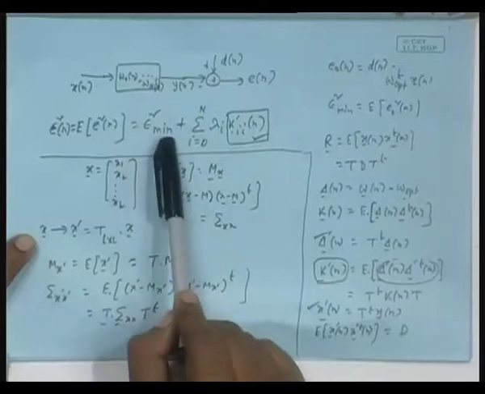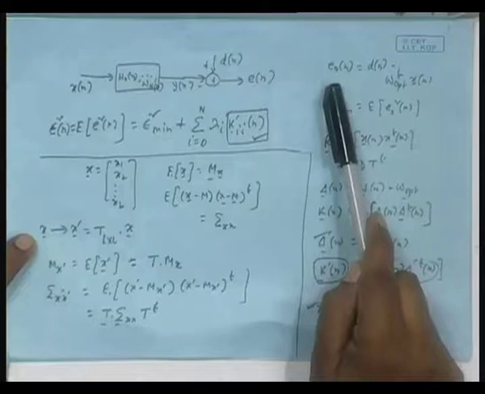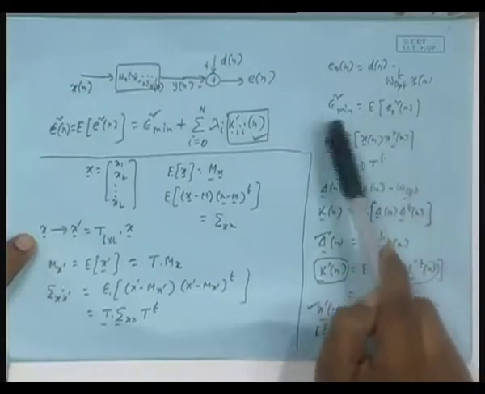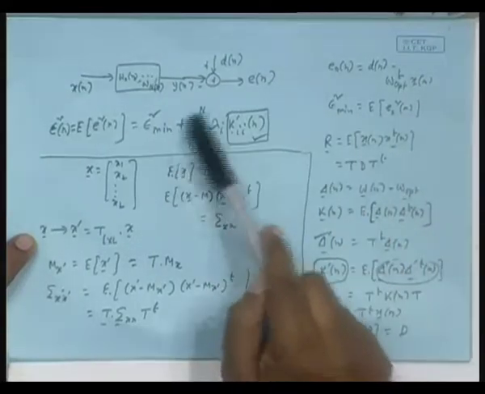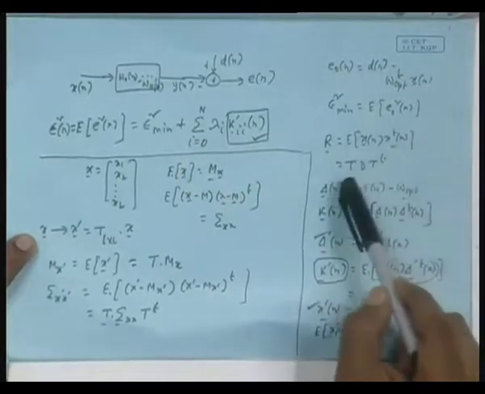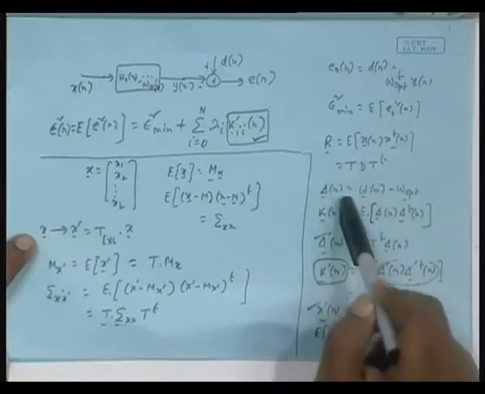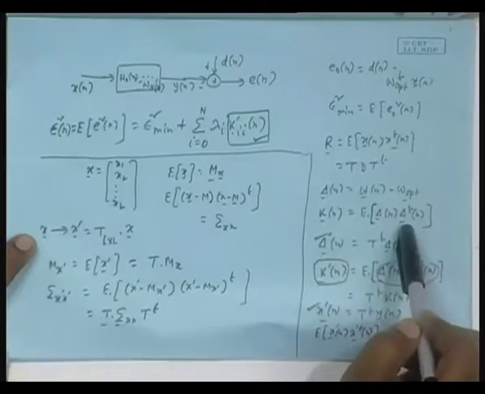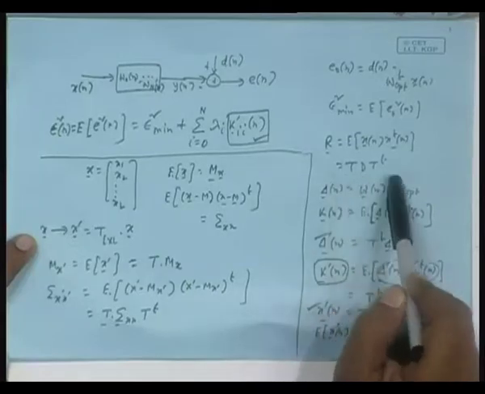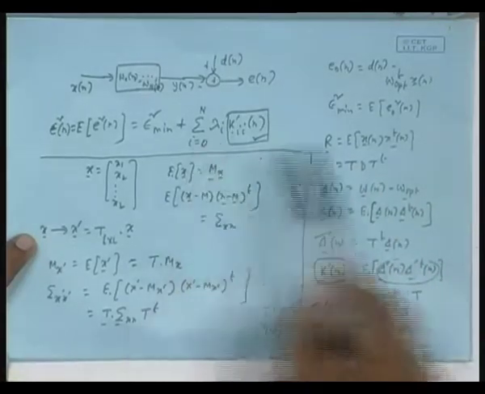Epsilon square min comes to what? When you put the optimal weight, the corresponding error E o n has variance epsilon square min, but plus some terms. What are these terms? If you have the input autocorrelation matrix, you decompose it like this: T D T transpose. T consists of the orthonormal eigenvectors, D consists of the eigenvalues which are all real and positive. T is a unitary matrix. Then these eigenvalues lambdas figure here.